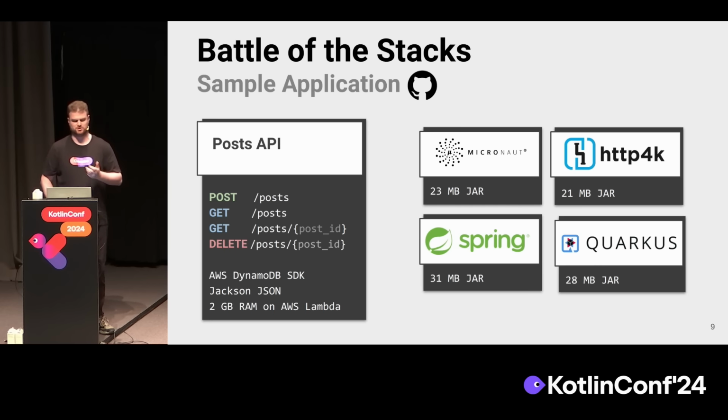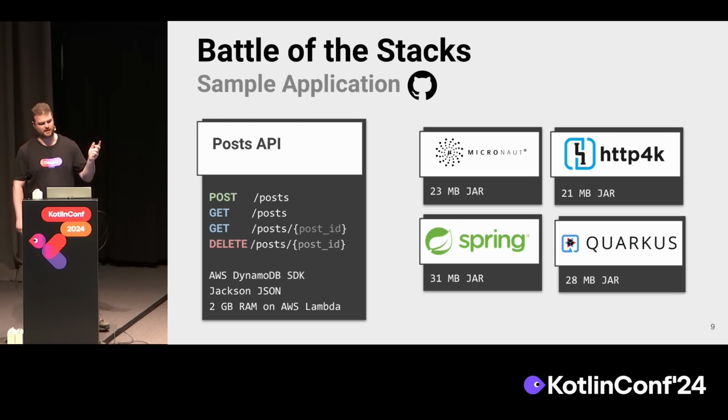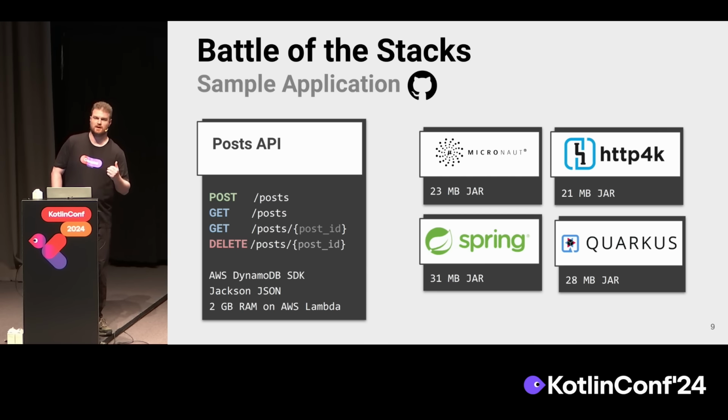So let's take a closer look at those. I'm going to come up with a fairly simple microservice. It's an API managing posts in a publication or Reddit or something like that. Has a few endpoints. And to level the playing field, we're going to be always using one of the official AWS SDKs for DynamoDB. We're always going to be using Jackson for our JSON. And they're all going to have 2 gigs of RAM to run on AWS Lambda.